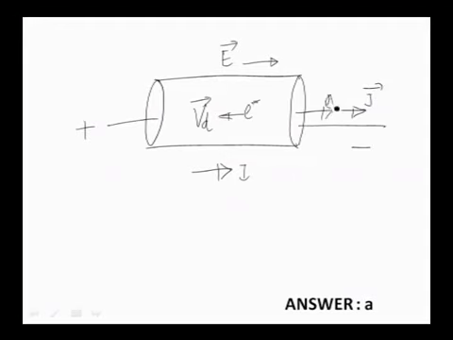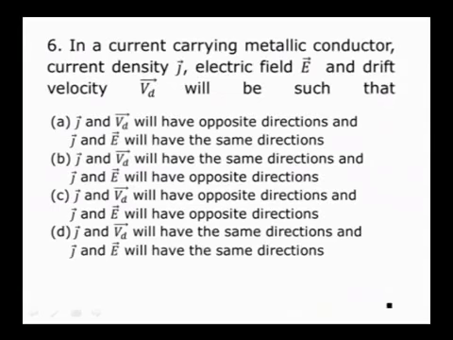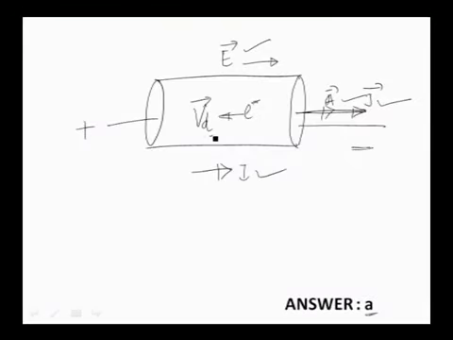Similarly, the area vector is also in the same direction. From this diagram we conclude that the electric field, the current density, and the area vector are all in the same direction, towards the negative direction. Only the drift velocity is opposite to this. Therefore, the correct option for this is A. It means that J and Vd will be in opposite directions. Definitely Vd is opposite to J, and J and E will be in the same direction. See, J and Vd are in the opposite direction and E and J are in the same direction.